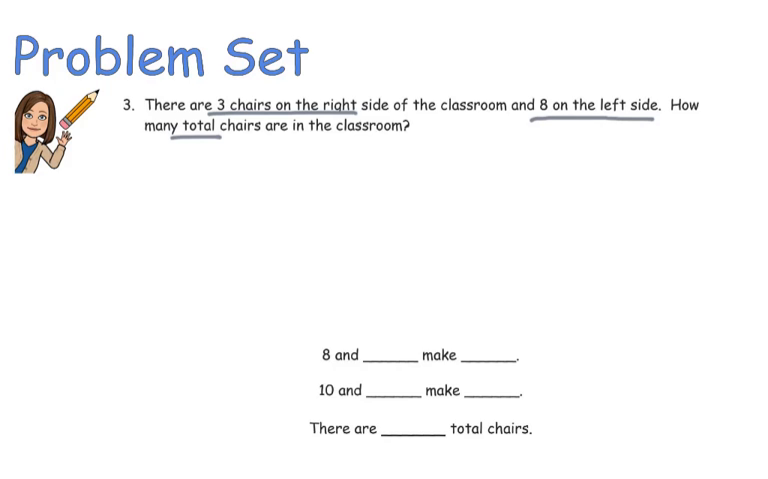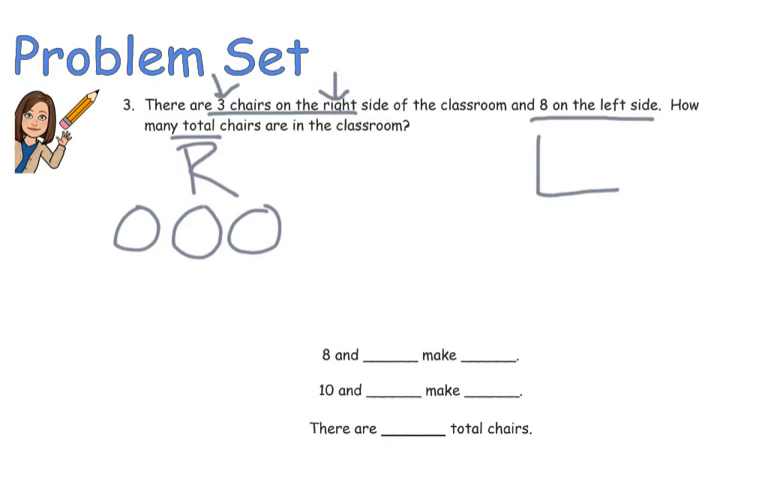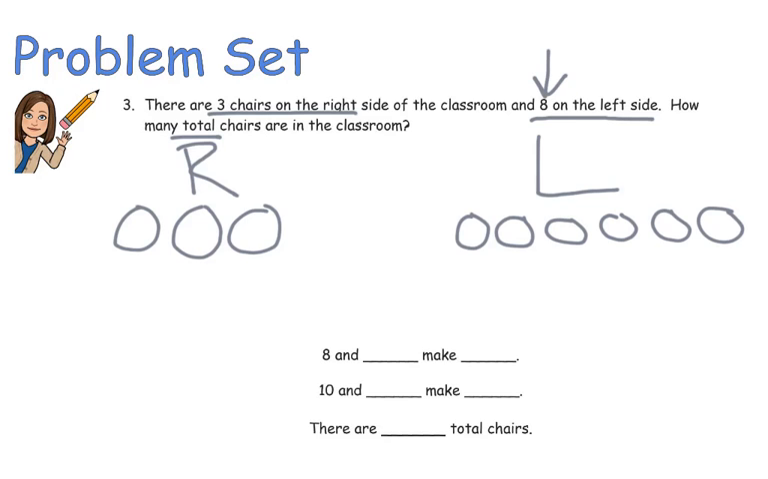Okay, so step number 1 again is to draw a picture. So we'll put an R for the right and an L for the left. So on the right, there are 3 chairs. 1, 2, 3. And on the left, there are 8. So we're going to draw 1, 2, 3, 4, 5, 6, 7, 8. We'll do this, and then I'll erase this one here. Here we go. Okay.